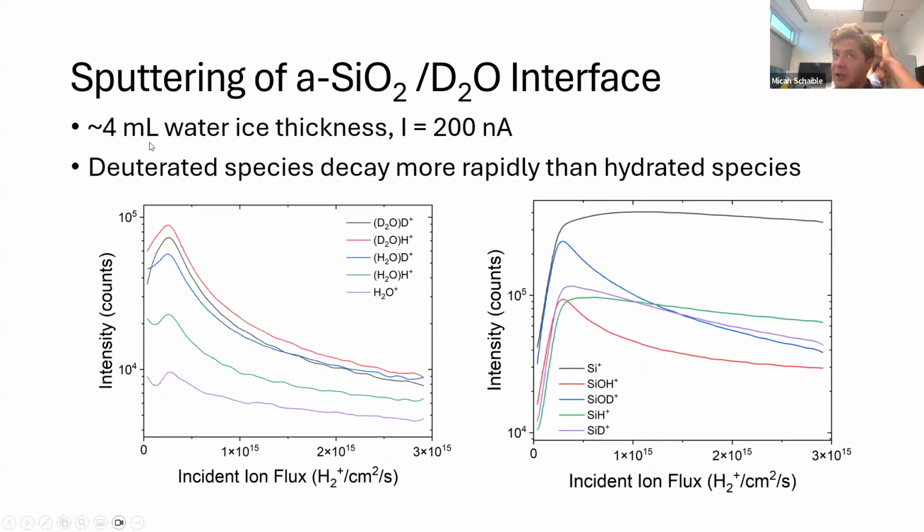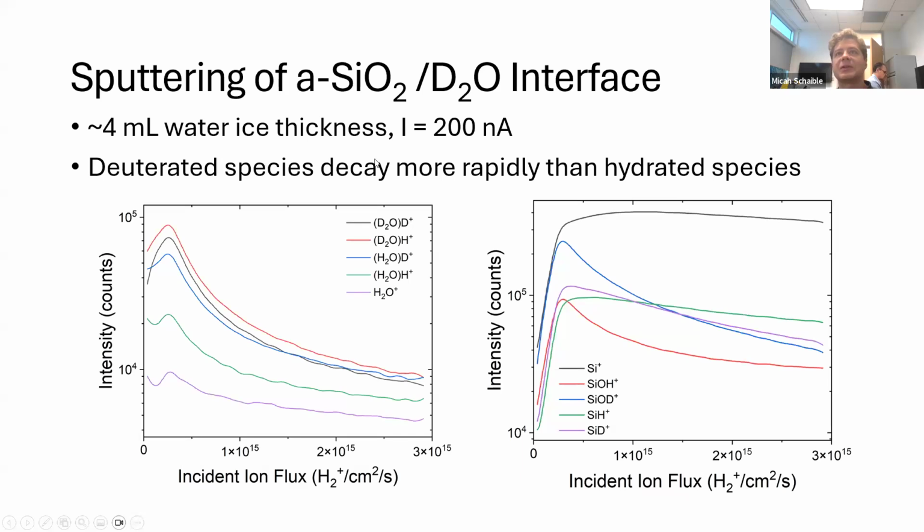If we deposit a slightly smaller water thickness, about 4 monolayers, and irradiate at a significantly higher beam flux, we still see the same behavior, where here I've separated out the two species. On the left, we have the water group ions. On the right, we have the substrate ions. And again, we can see that the water group ions pass through a maximum just as the substrate ions are growing in and then subsequently decay with first order desorption kinetics.